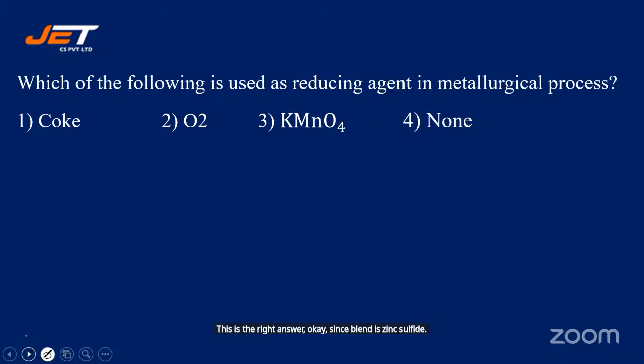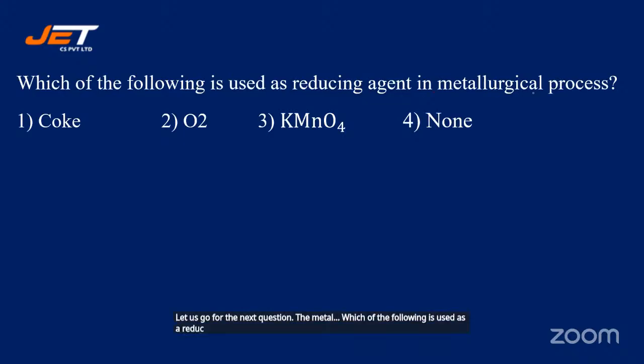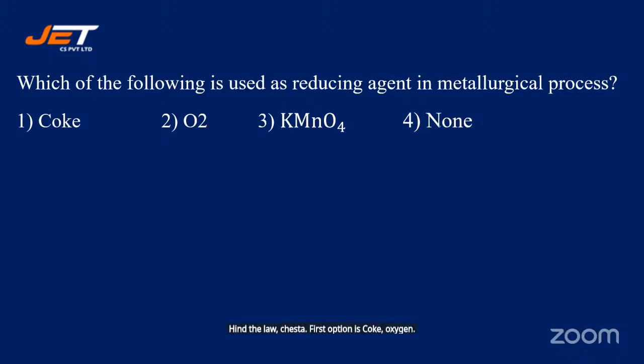Let us go for the next question. Which of the following is used as a reducing agent in metallurgic processes? First option is coke, oxygen, KMnO4 or none of the above. Which is the right answer, guys?